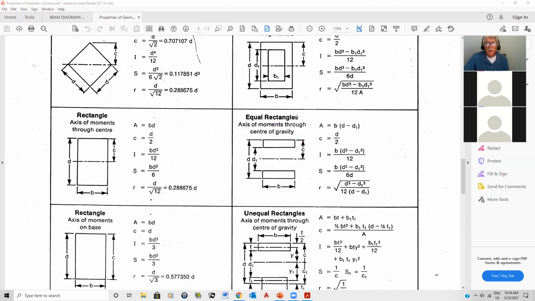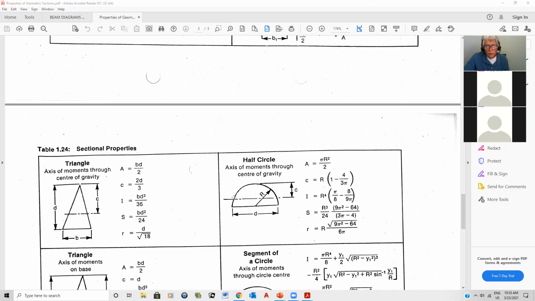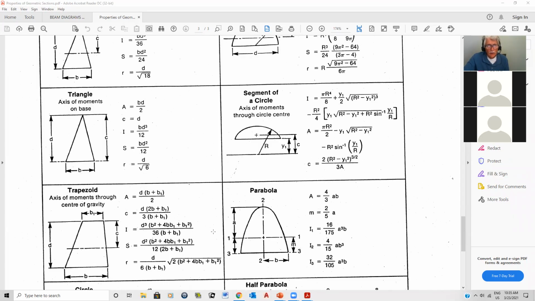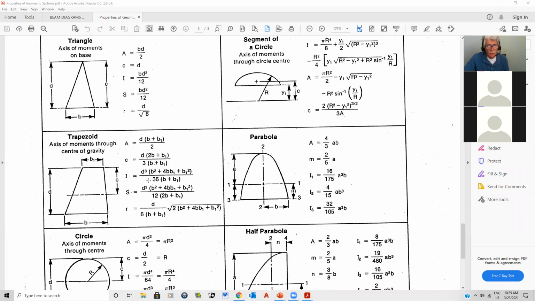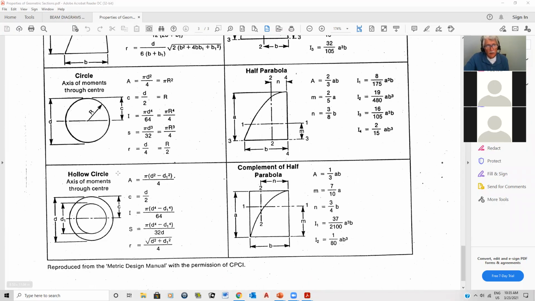So these, like I said, are nice little tables that let you break things down. And of course, if you have a circle inside your shape, this has all the formulas for circles and so on, triangles, parabolas. If you get into a parabolic shape, this is nice to know. If you have a trapezoid, a circle, half a parabola, or a hollow circle, this is nice. Whenever you're doing something with pipes, especially concrete pipes, this is a very nice thing to know. Okay, so you can do different things with this.